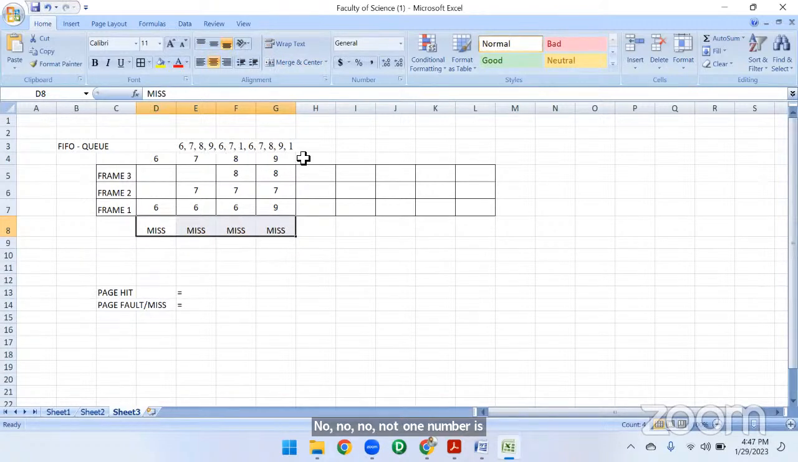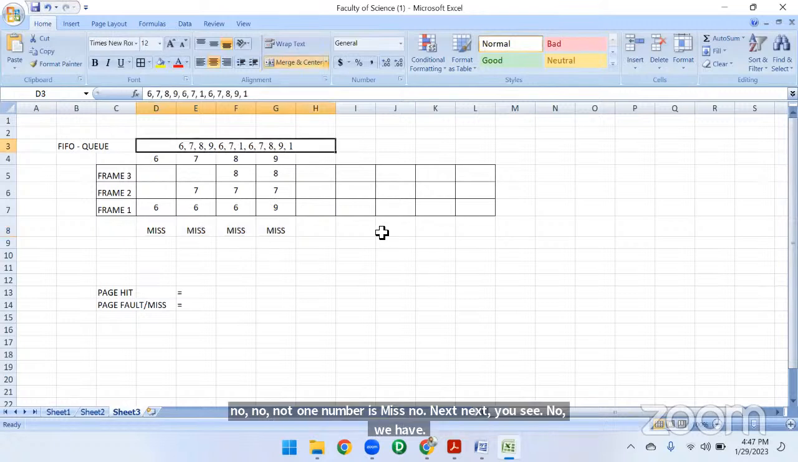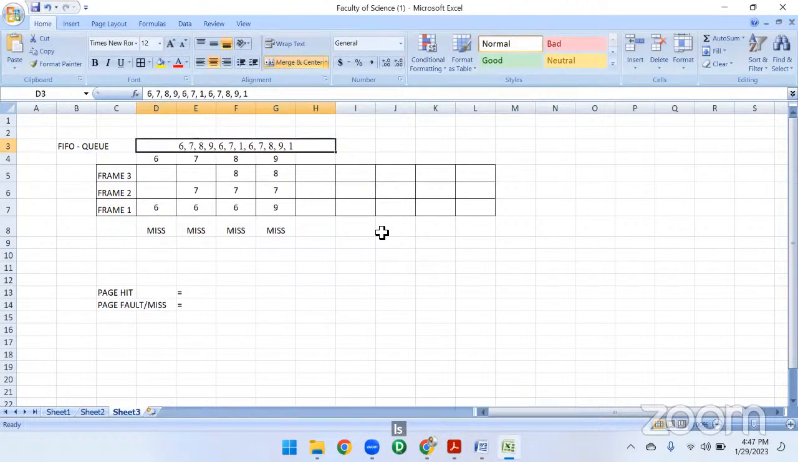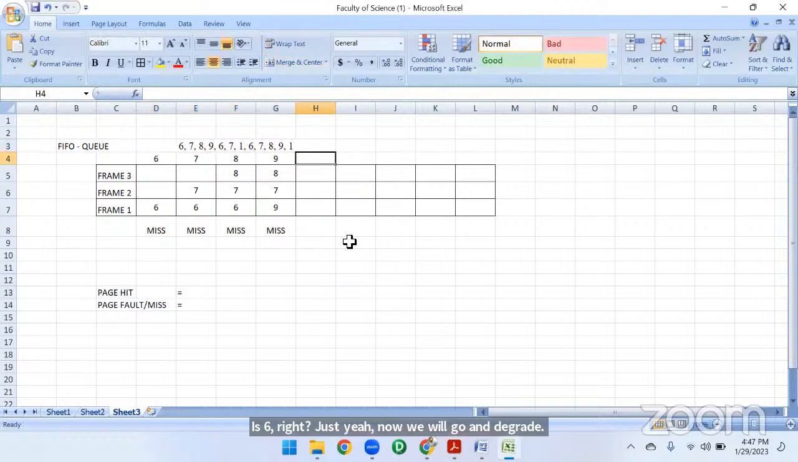Now next you see. Now we have a 6, right? Just now you're going to get confirmed. Now again we got the 6 value, right? So not one number is missed.